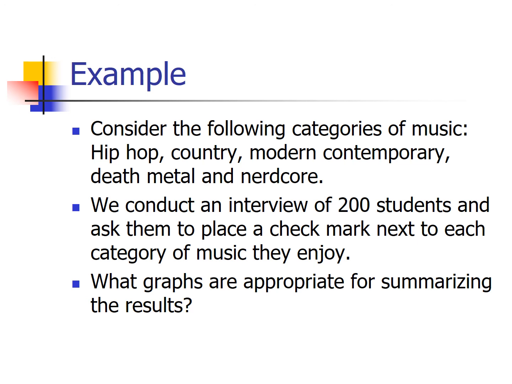3 categories. Now, you could very easily do a bar for hip-hop, which has a height of 80%, a bar for country, which has a height of 80%, a bar for modern contemporary that has a height of 80%, and so on, right? The bar graph has a little bit more flexibility than the pie chart does.